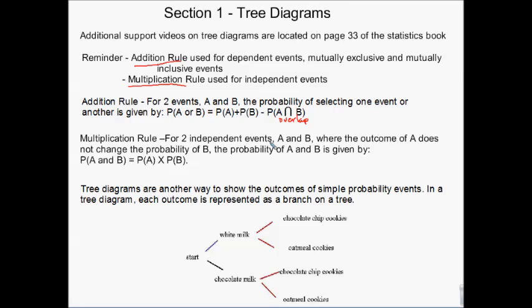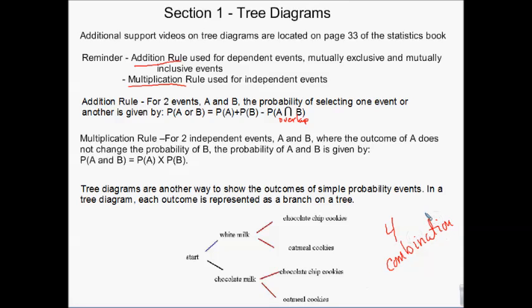Tree diagrams are another way to show outcomes. So it's snack time, and you have a choice of white milk or chocolate milk, and you have a choice of oatmeal cookies or chocolate chip cookies. How many possible combinations of the two can you have? So if you have white milk or chocolate milk, and then you can have chocolate chip or oatmeal, chocolate chip or oatmeal. So you can have white milk and chocolate chip, white and oatmeal, chocolate milk and chocolate chip, or chocolate milk and oatmeal. So you have 4 combinations.